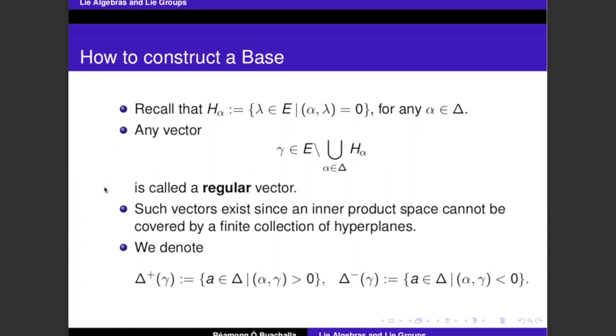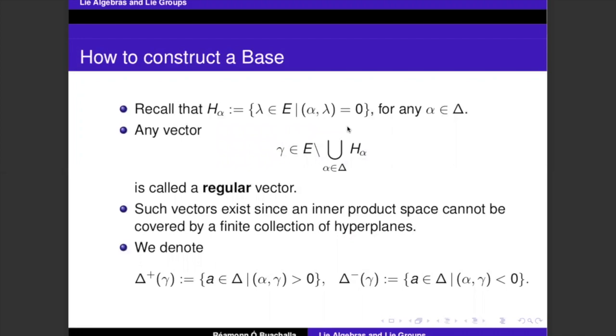Okay, so how are we going to do it? Well, recall that in the last lecture, we spoke about the hyperplane associated to a root. So we're going to take all of those lambdas inside our Euclidean space E, such that the inner product of lambda with alpha is 0. They're all the elements that are orthogonal to alpha. You can see that this forms a vector subspace.